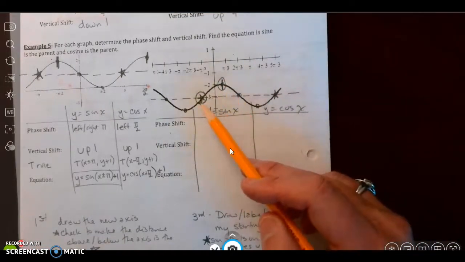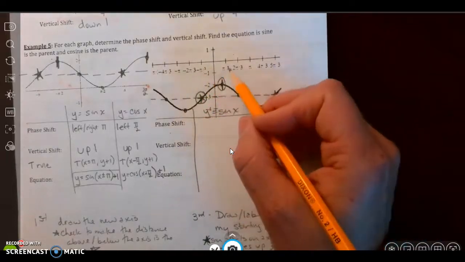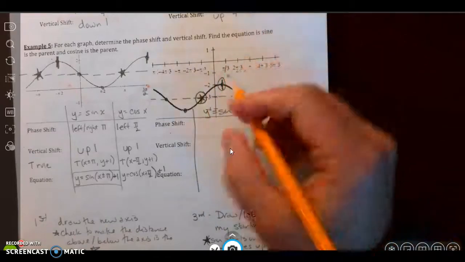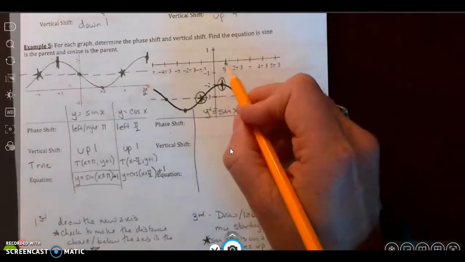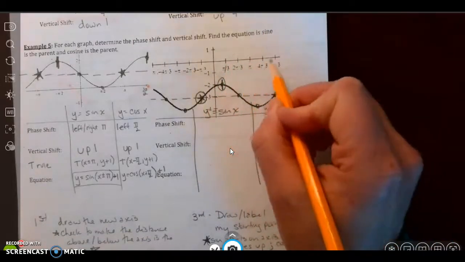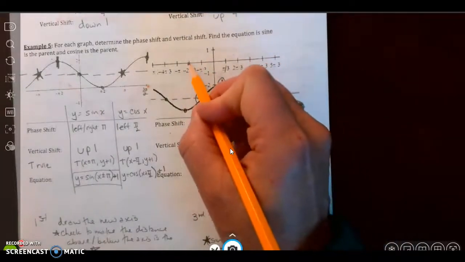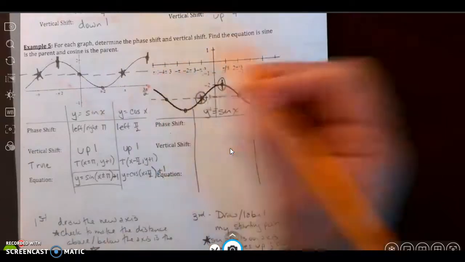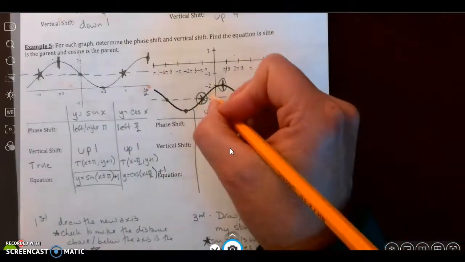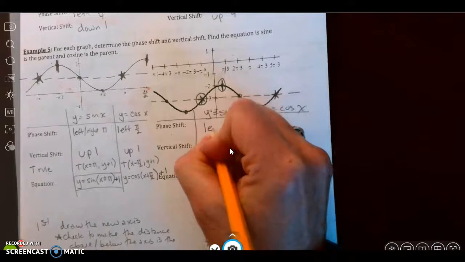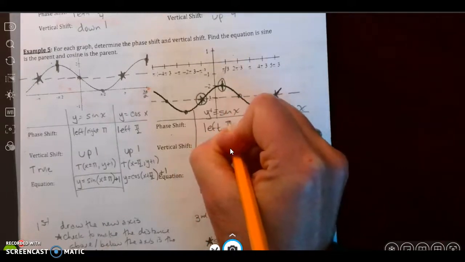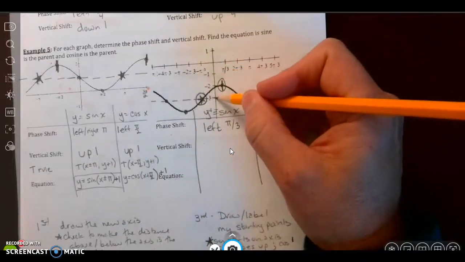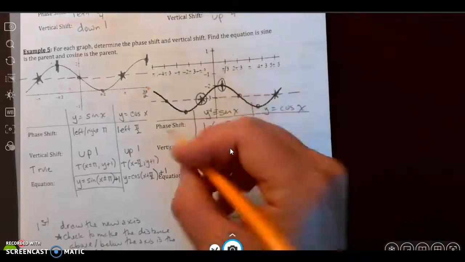So my phase shift looks like on this graph everything is a pi over 3. If you can just figure out what the first one is, then it tells you what all the others are. This would be 1/3, 2/3, 3/3, 4/3, 5/3, and -1/3, -2/3, -3/3, -4/3, -5/3. So this is left pi over 3. The vertical shift is where the axis is, down 3.